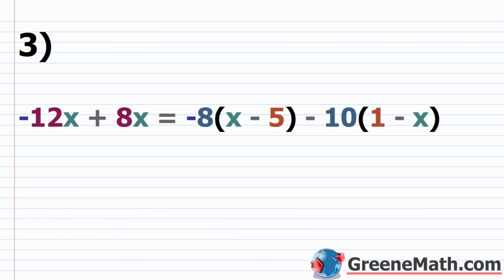Let's take question 3. So we have negative 12x plus 8x is equal to negative 8 times the quantity x minus 5, and then minus 10 times the quantity 1 minus x. All right, over here, I can just make this negative 4x if I combine like terms.